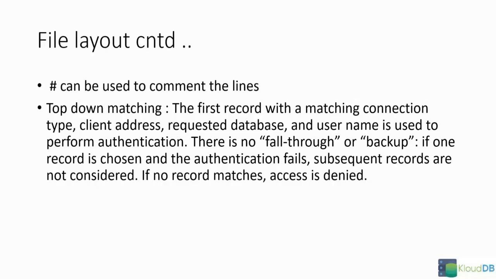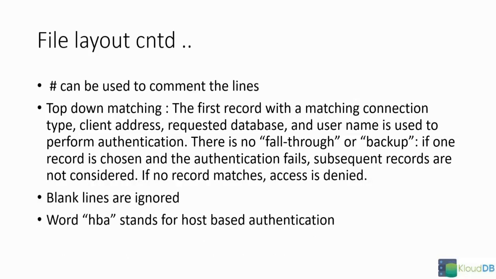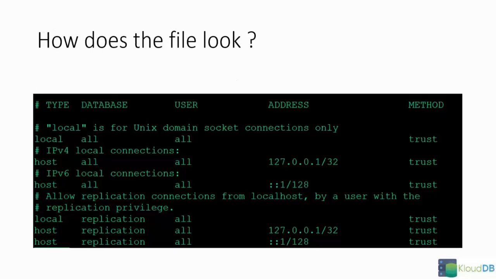Let's say one record is chosen and the authentication fails, the next record would not even be considered. This is very important to remember. If no record matches at all, then the access is denied. Blank lines are ignored. Let's say there are some blank lines in that file, for some reason, those are ignored. And the word HBA in pg_hba.conf stands for host-based authentication.